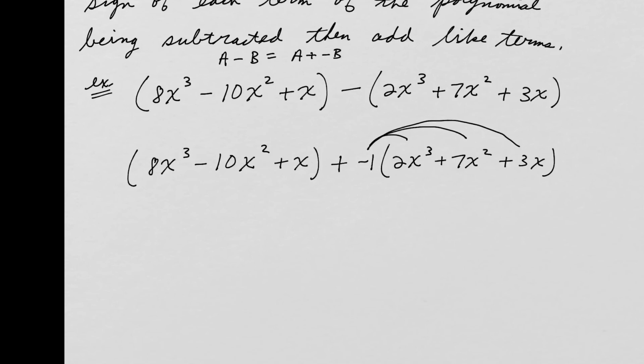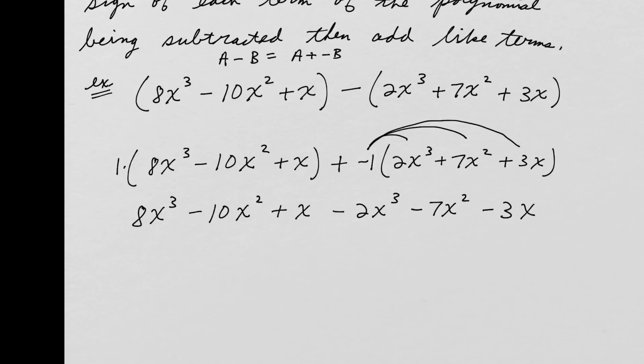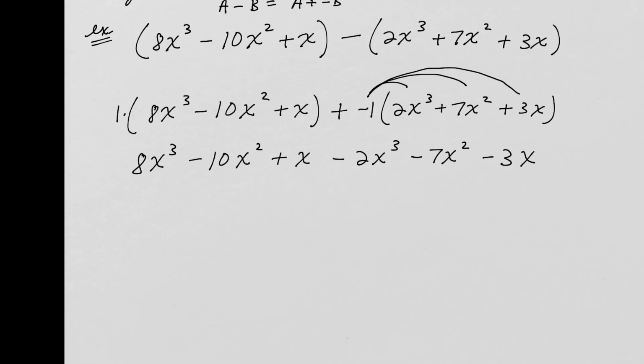The first polynomial is fine, right? Because I just have a positive one out front here. So I can just remove the parentheses and write this as 8x cubed minus 10x squared plus x. But then the second one I have to distribute in the negative 1. So negative 1 times 2x cubed is negative 2x cubed. Negative 1 times 7x squared is negative 7x squared. And then negative 1 times 3x is negative 3x. Now I can just combine like terms and I'm done.